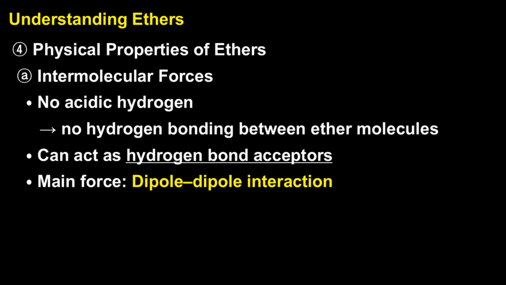Now here's something important to keep in mind. Even though ethers are polar, they don't have any acidic hydrogen atoms. So unlike water or alcohols, they can't form hydrogen bonds with each other. But the lone pairs on oxygen can still accept hydrogen bonds from other molecules, like water or alcohols. That means ethers can act as hydrogen bond acceptors, but not donors. So between ether molecules, the main force is dipole-dipole interaction, weaker than hydrogen bonding, but stronger than just dispersion forces.